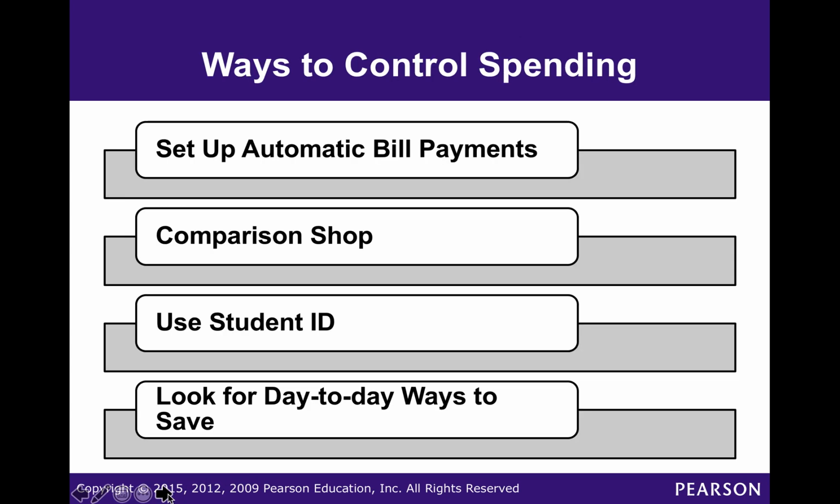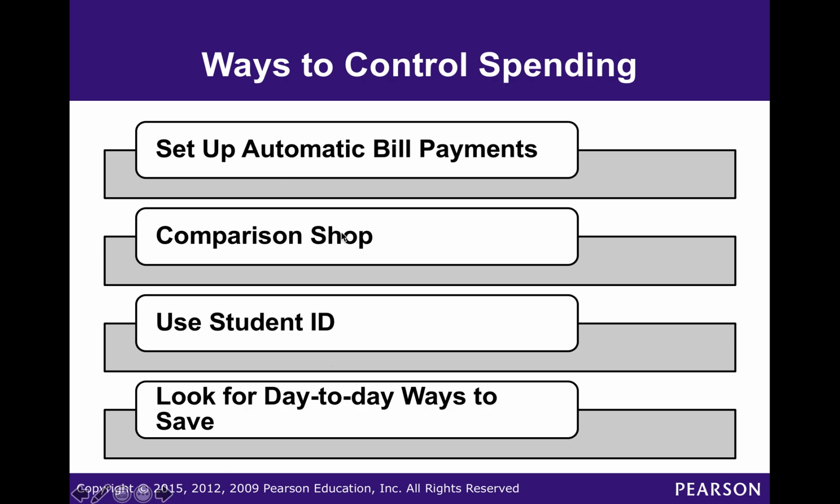So ways to control spending. Set up automatic bill payments. Comparison shop. Use your student ID whenever possible. And look for day-to-day ways to save. So these are just tips on how to control your spending.